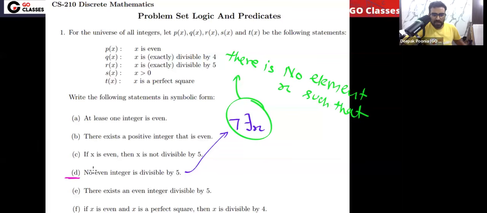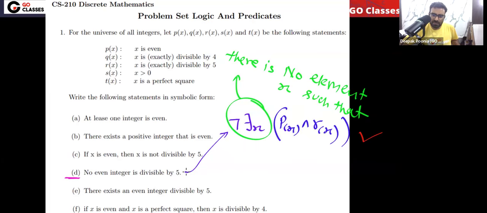Remember, we are saying there is no integer x such that it is even and divisible by 5, because we are saying no even integer is divisible by 5. So we are saying that there does not exist any integer which is even and divisible by 5. Even means P, and divisible by 5 means R. So this is how I can write it. This is one way to write.